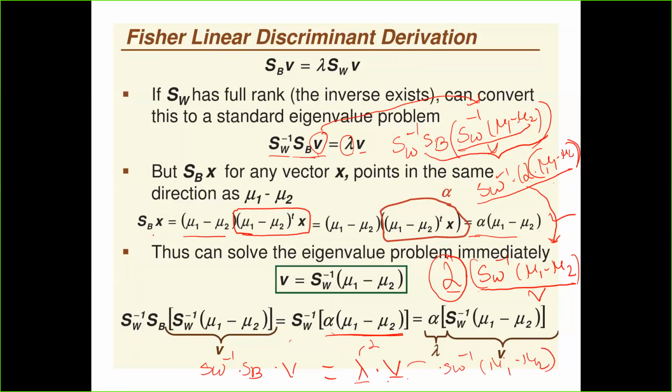So it means what? V is equivalent to SW inverse (mu1 minus mu2). This is the optimal V. It means you just have to compute the means in the original space and the within-class scatter matrix in the original space, multiply them, and you will get this V. That is the simplification that we are providing for this.